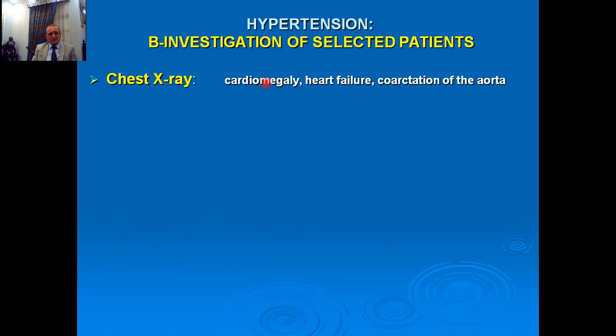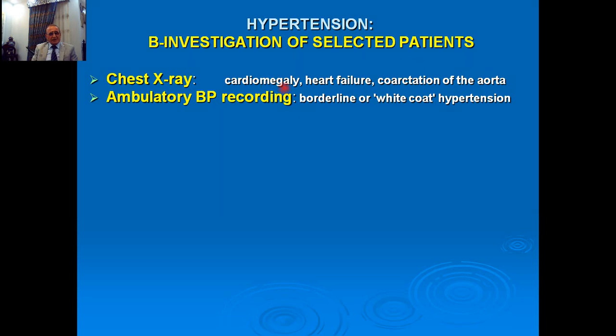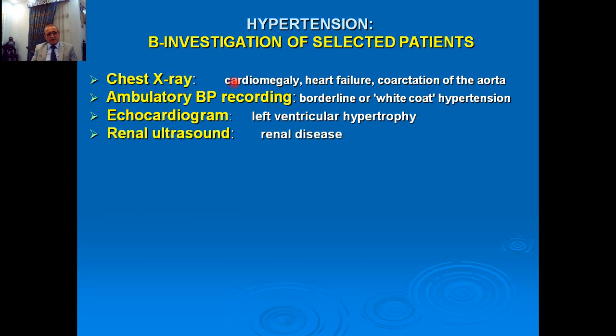Even though we can arrange also for chest x-ray when we suspect heart failure or coarctation, ambulatory blood pressure recording in borderline or white coat hypertension, echocardiogram for left ventricular hypertrophy, and renal ultrasound for polycystic kidney and renal disease. We can arrange also for all these, but there are further sophisticated investigations in selected patients only.